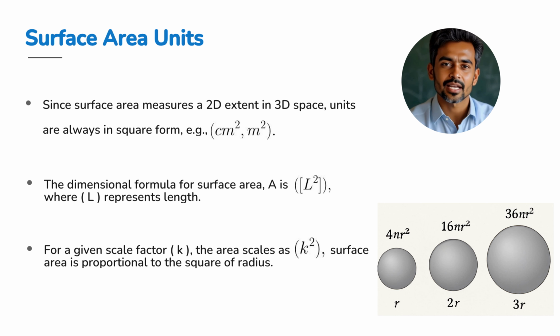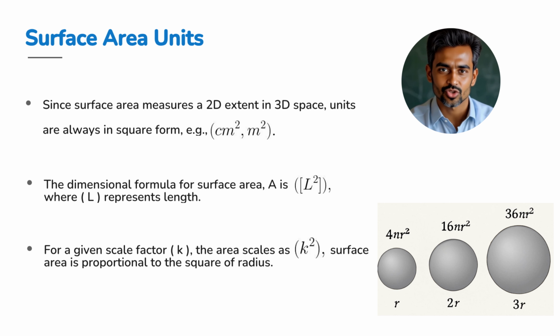Let me make this clearer with an example. Suppose we scale the radius of a sphere by a factor k. Then the surface area scales by k squared, because surface area depends on radius squared. On your slide, there's a chart comparing spheres with radii r, 2r and 3r, showing how their surface areas increase dramatically: 1, 4, and 9 times the original area, respectively. This visual really drives home how quickly surface area grows with radius.